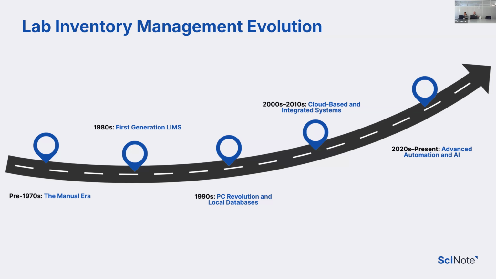Then the PC revolution, suddenly we all had PCs. We knew how to use spreadsheets. So inventory management became more digitalized and used by different people and different users. And then in the 2000s and 2010s, we moved into the cloud-based systems, what also SciNote is, and these systems became more and more integrated. This is what's starting to happen in the last 5 or 6 years, in the 2020s, where inventory represents a big part of the digital ecosystem in the customers. And also AI is, of course, a big thing in the last 2 years.